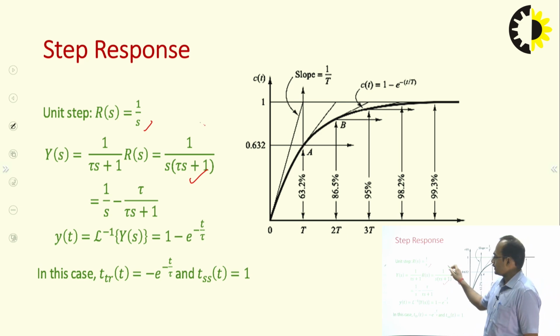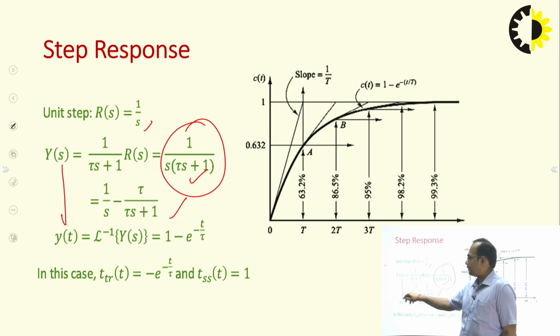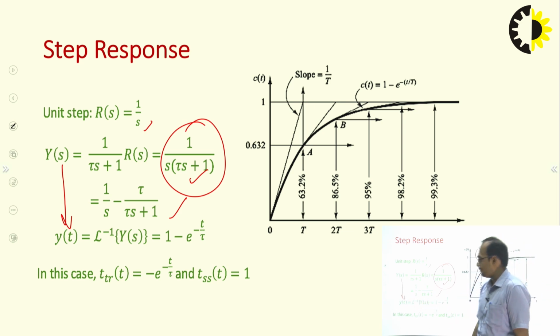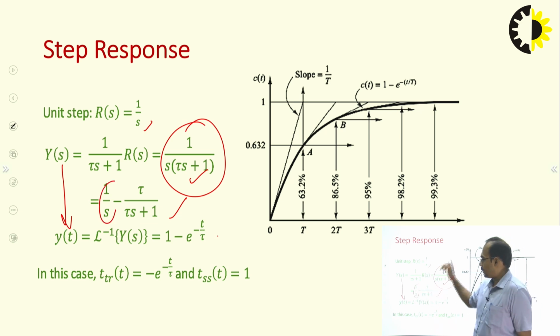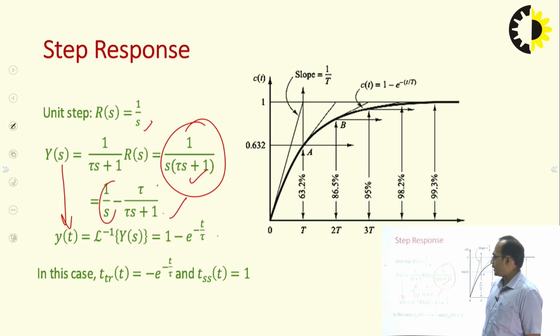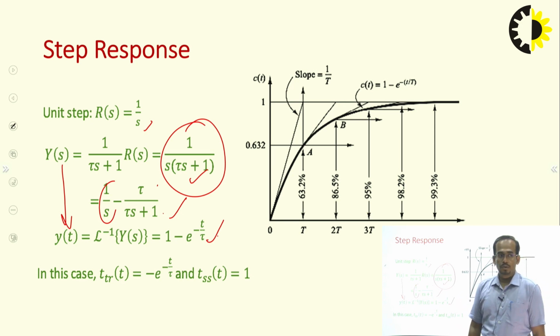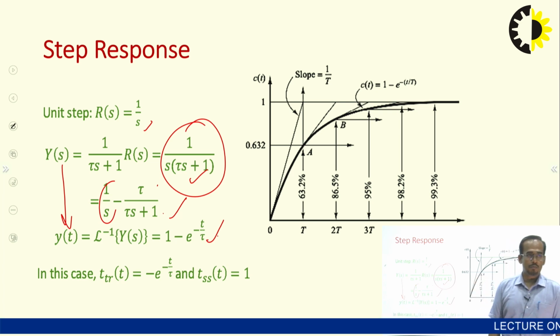By using partial fractions, I will get 1 by s minus tau by (tau s plus 1). So what will be the value of y(t)? You have to take the inverse Laplace of Y(s). The inverse Laplace of 1 by s is 1, and of tau by (tau s plus 1) is e to the power minus t by tau. So the response will be like this, 1 minus e to the power minus t by tau.